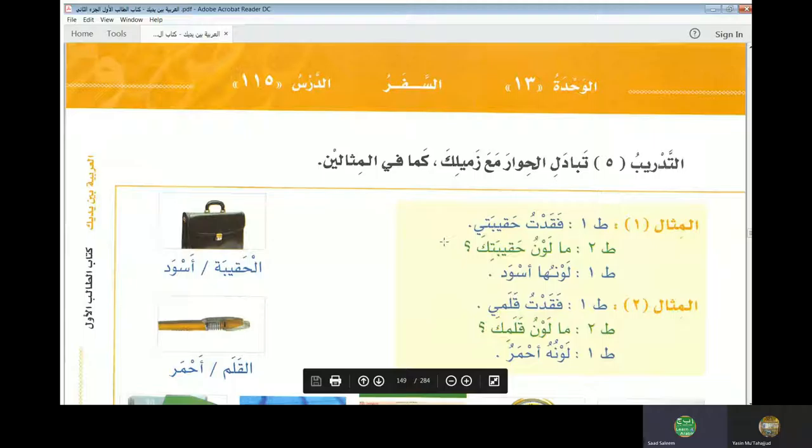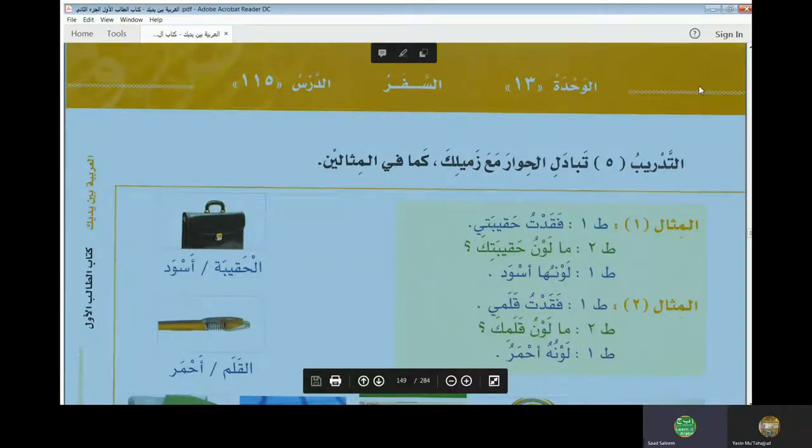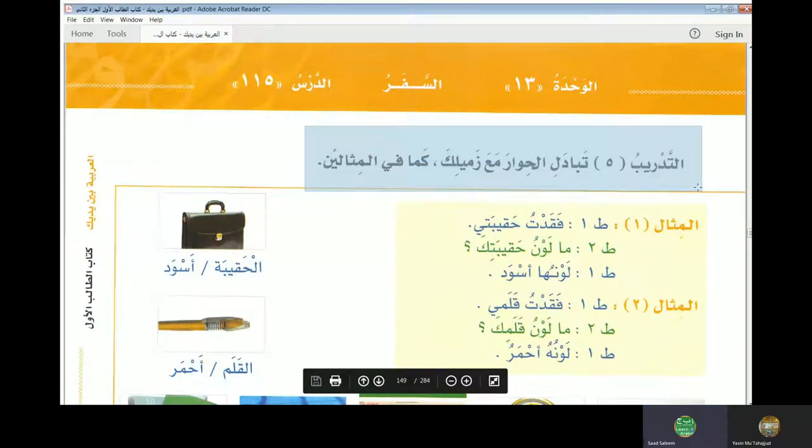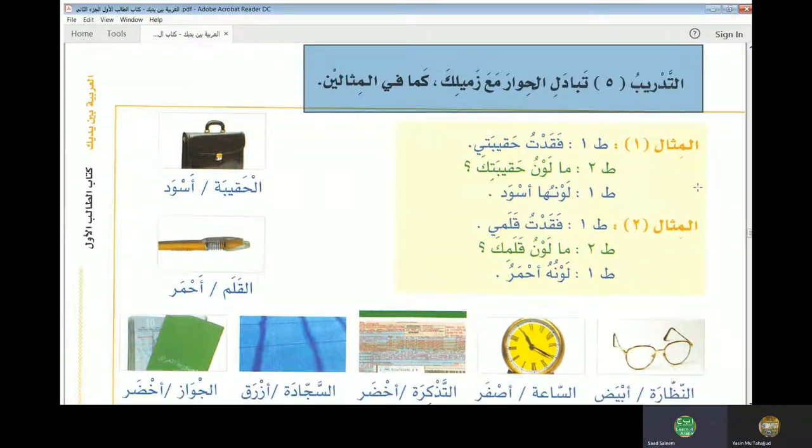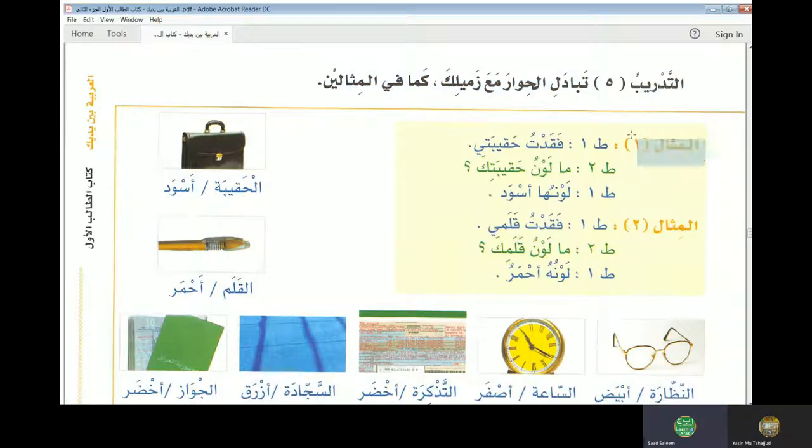Bismillah ar-Rahman ar-Rahim. Today we start from page number 149, fifth exercise. Tabadil al-hiwara ma-zamilika kama fil misalain. Exchange the dialogue with your colleague like in the examples. Two examples. Al-Misalul Awwal, first example.